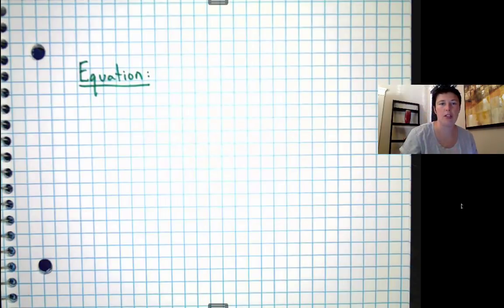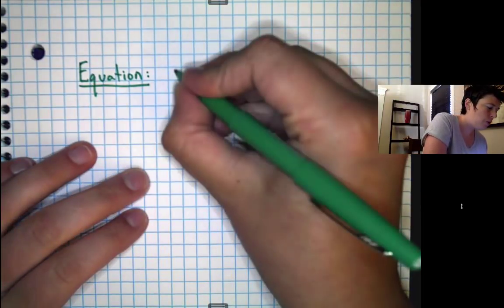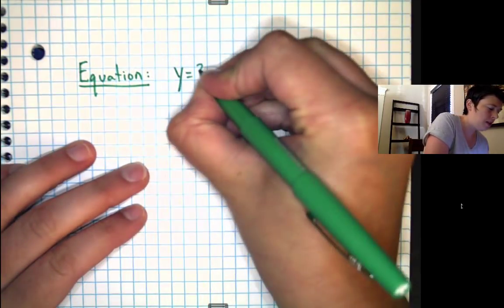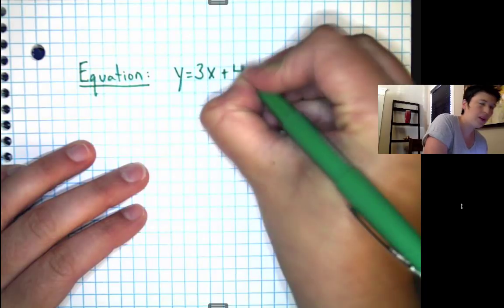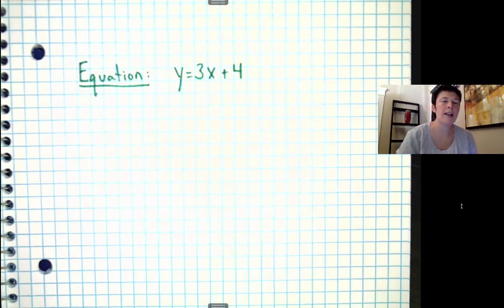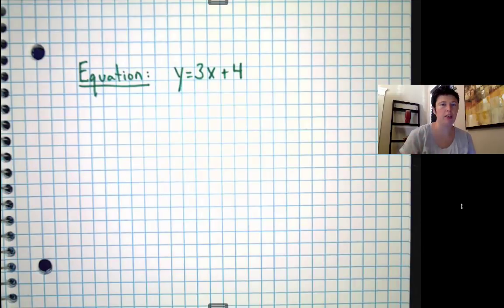And to get us started, let's imagine we were given the equation. Somebody comes and tells us what the equation is. And this time we're going to have y equals 3x plus 4. Y equals 3x plus 4. Now, if that's all I know is the equation, there's a lot I can do with that. I can easily make a table, I can make a graph, and I can figure out a pattern that would work with this too. So that's exactly what I'm going to do.